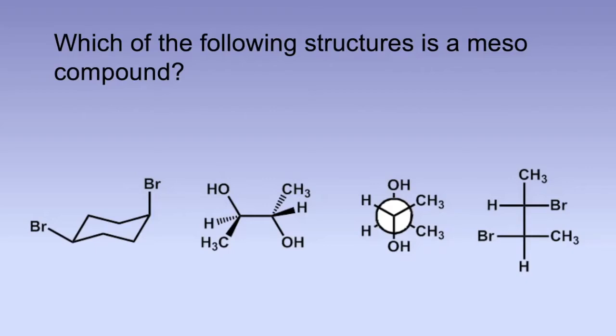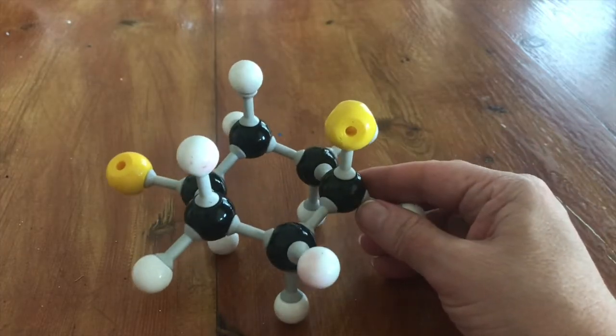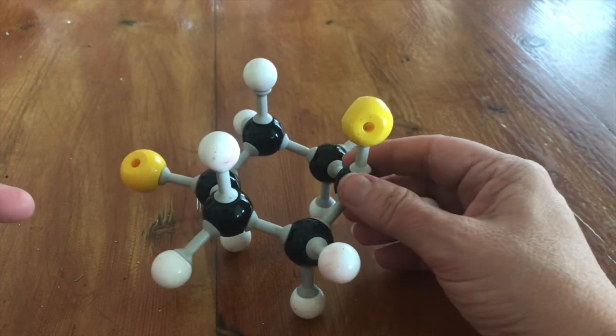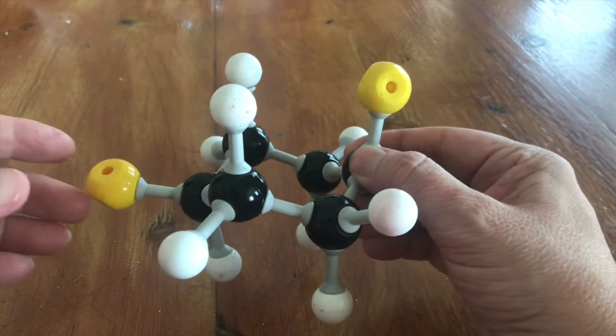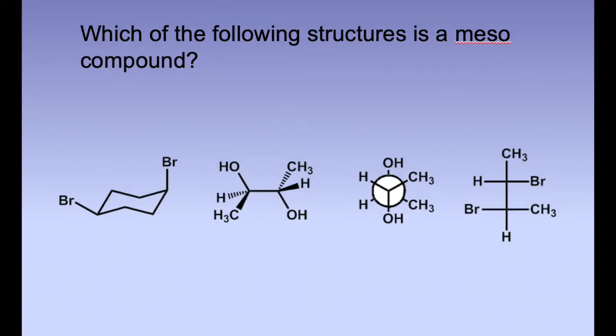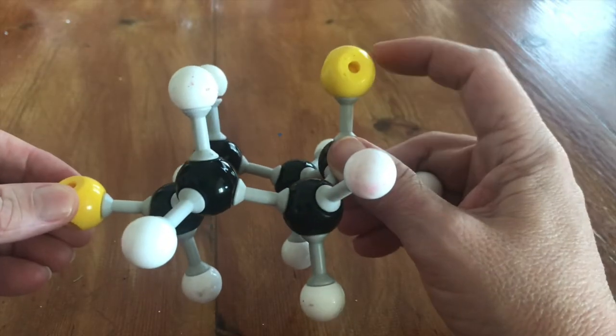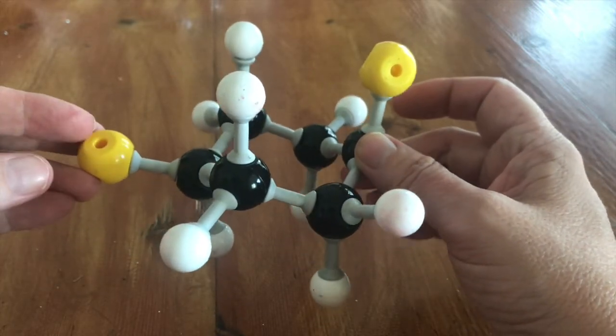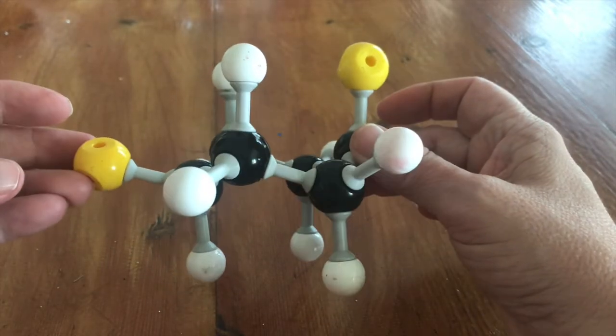So if we build the models and look through one at a time, we'll be able to see if these molecules have a plane of symmetry. So here is cis 1,4-dibromo cyclohexane, just like in example 1. We have one bromine in the axial and we have one bromo in the equatorial, and it's 1,4-cis.